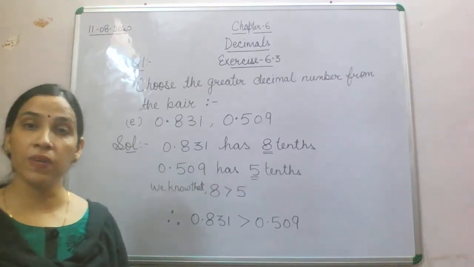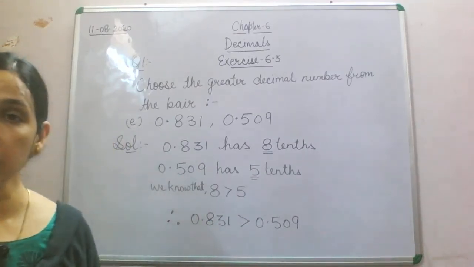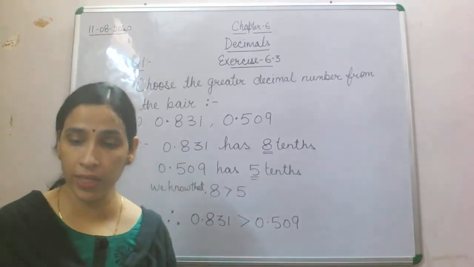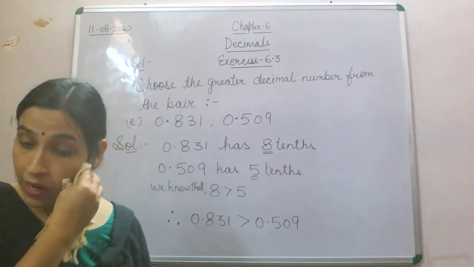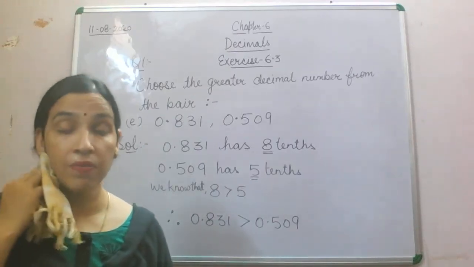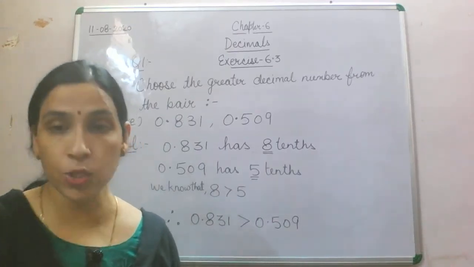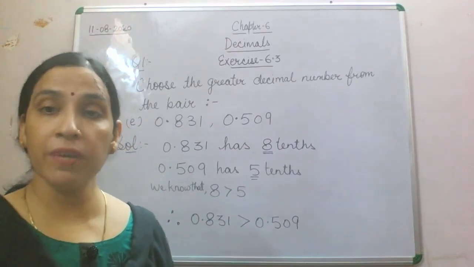So with this we have completed our first question of exercise 6.3. Tomorrow we will start with this comparison of decimals and we'll find the different decimal places of the given number. So today we will finish our class here.